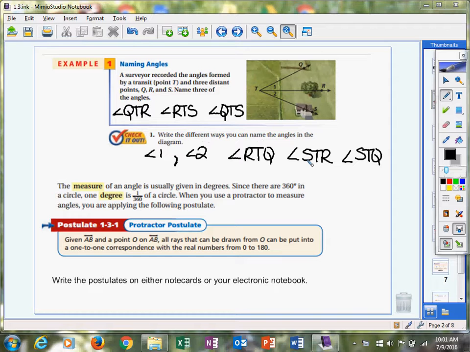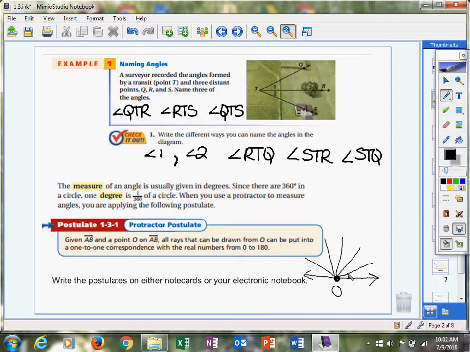postulate. And it says if you're given any line AB and a point O on line AB, then all rays that can be drawn from O can be put into a one-to-one correspondence with the real numbers from 0 to 180. Basically, they're just telling you that if you draw any type of line here, here's your line, and let's say here's O, any rays that you can draw correspond with an angle measure.